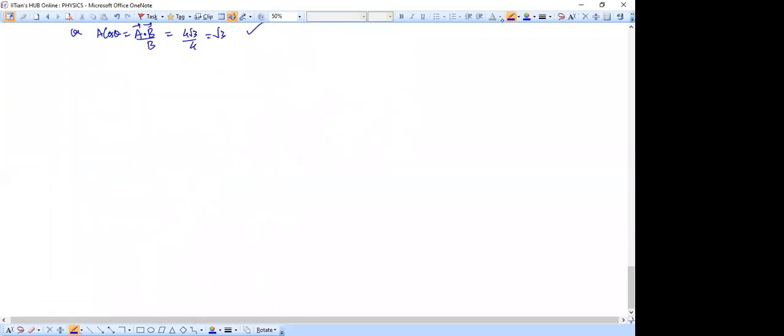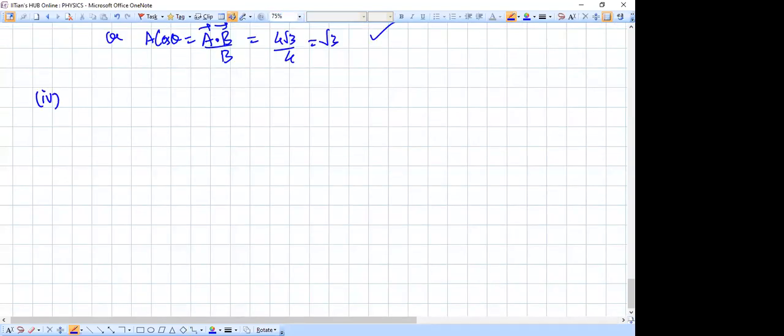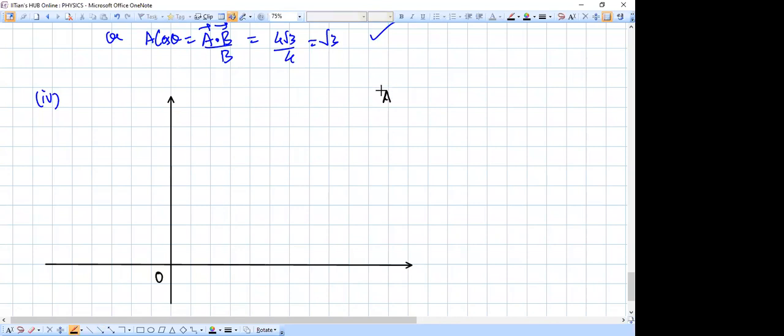Okay, so for the fourth part, let's understand the whole situation geometrically first. And it's easy to understand because it's a two-dimensional example. So we can always draw the vectors. So my vector A was I cap plus root 3 j cap. Okay. So it would have been a vector which is like this.